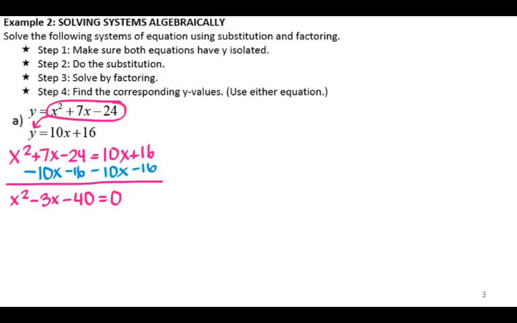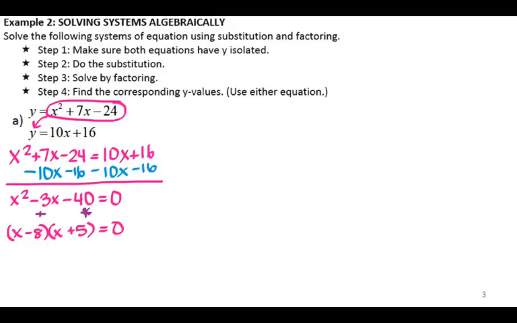From here, which is step number 3, is to solve by factoring. So what you're trying to do to factor is find two numbers that multiply to negative 40 and add to negative 3. Those are 8 and 5, with your 8 being negative and your 5 being positive. So I have x minus 8 and x plus 5.